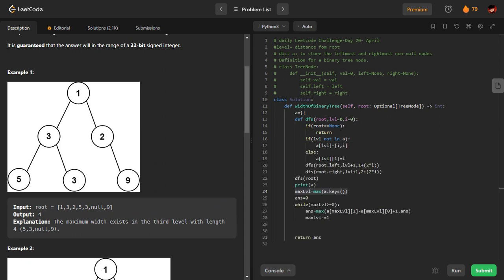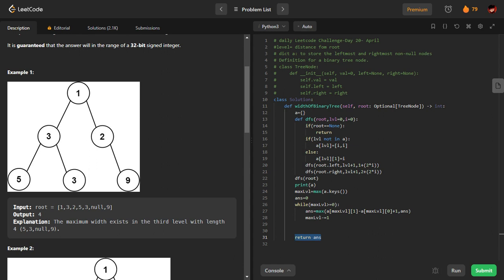What I will do is find its width. The width formula is very simple. For the first node, it is a of level 1 minus a of level 0 plus 1. This is my distance. If this is greater than my answer, update my answer. And do max level equal to max level minus 1. That means we are traversing through all the levels, including level 0, and trying to find the maximum possible width. Whichever has the maximum possible width will be updated to the answer. The answer is initialized with 0, but it will be updated with the maximum width along all the possible levels. And finally we are returning the answer.